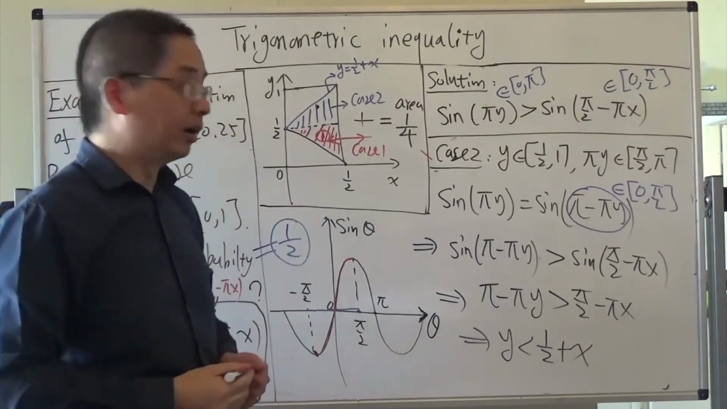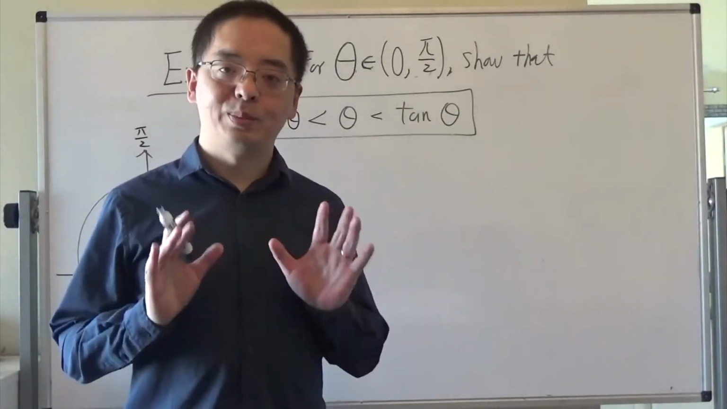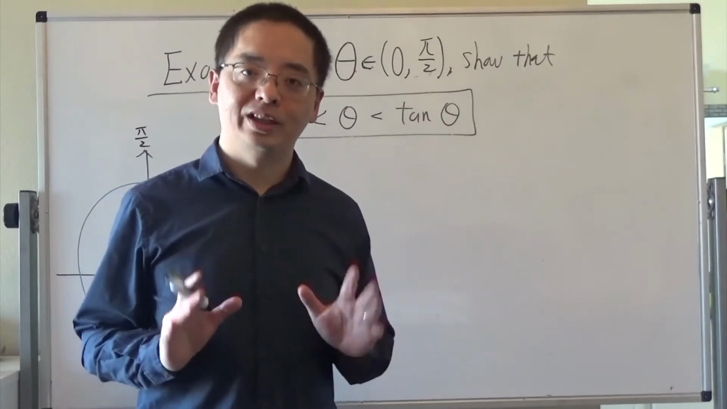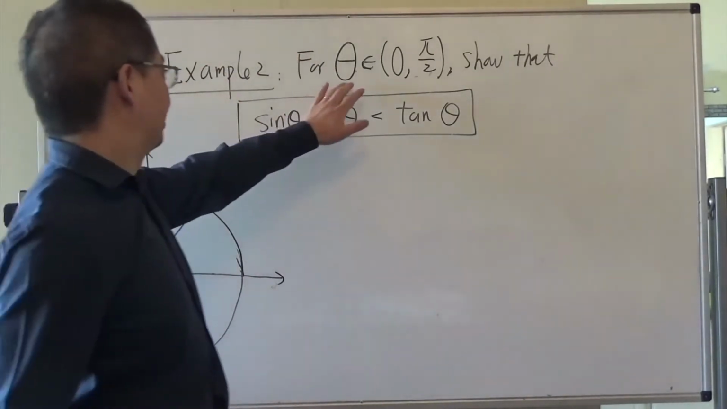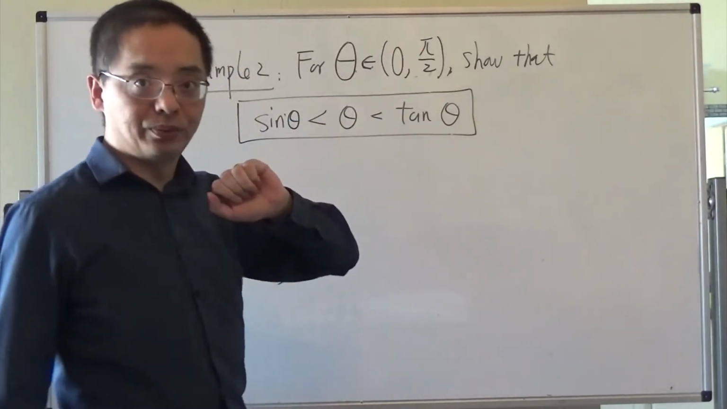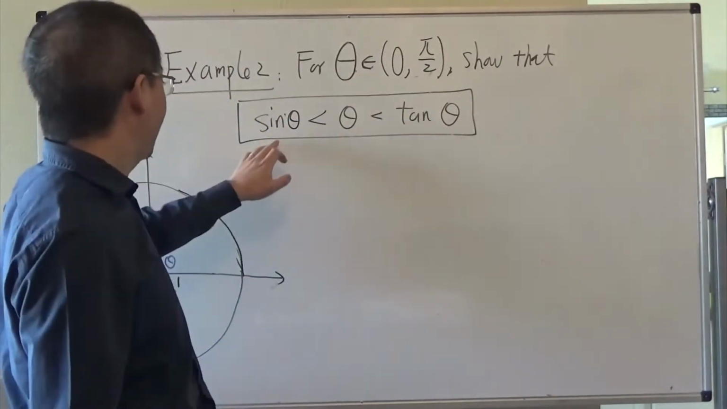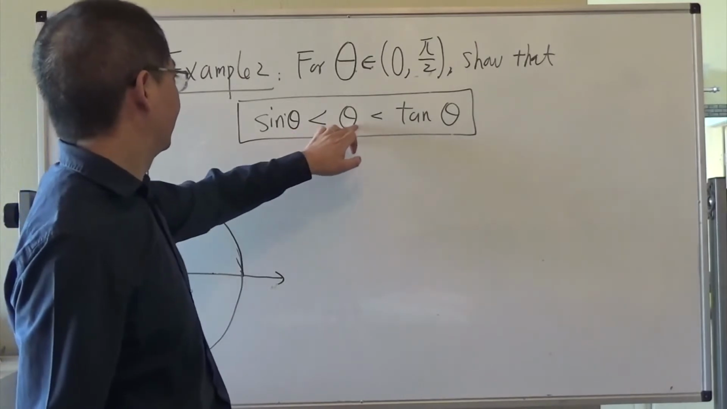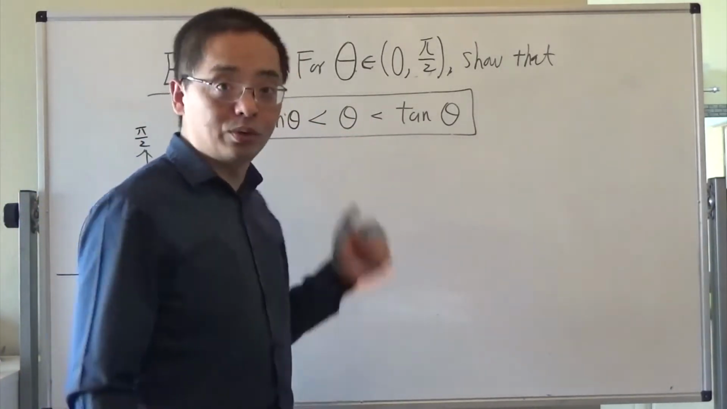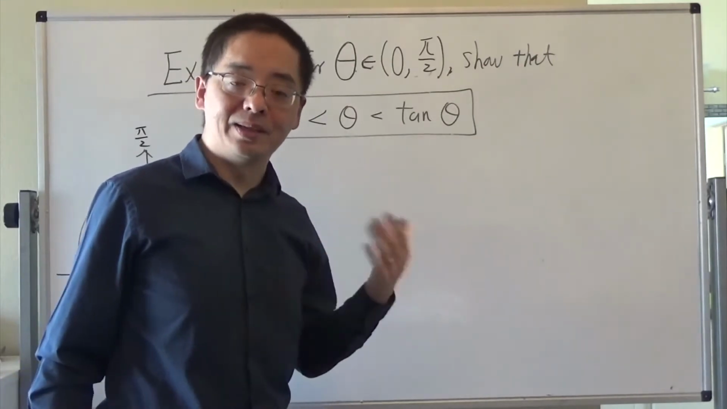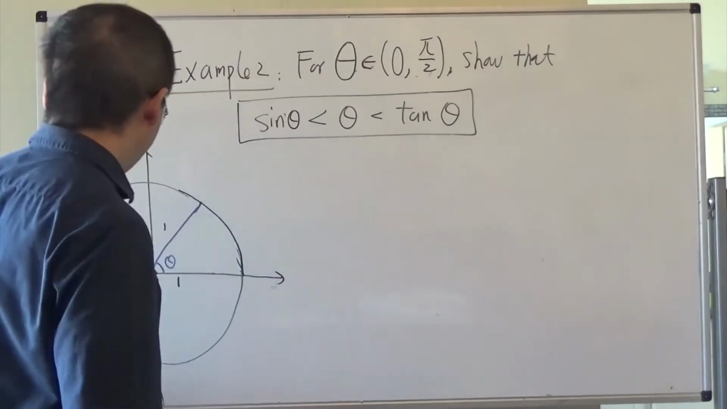Next, let's prove an important trigonometric inequality. This inequality says, for theta between 0 and pi over 2, we always have sine theta strictly less than theta and strictly less than tangent theta. Let's prove this by a simple geometric approach.